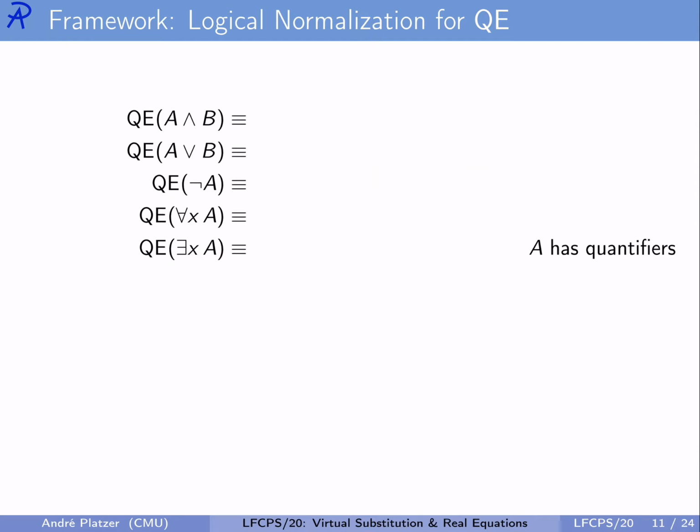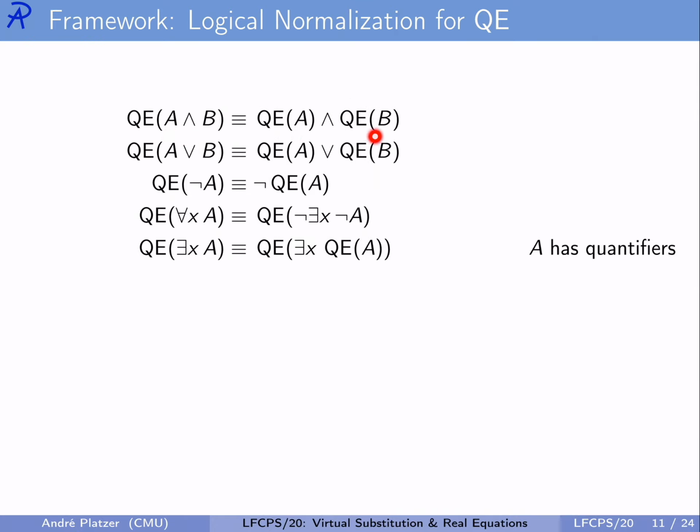Now, what can quantifier elimination do systematically? Well, first of all, let's do some simple logical normalization. If we're asking to quantifier eliminate a formula that starts with an AND, well, of course, we can just quantifier eliminate the left-hand side and the right-hand side and, you know, conjoin them back together. Likewise, if we ask quantifier elimination for an OR, we can eliminate the quantifier separately and put the OR back in. For a NOT, we can quantifier eliminate the formula A, and so it comes back with a formula that has no more quantifiers anymore, and then we put the NOT in front of it again.